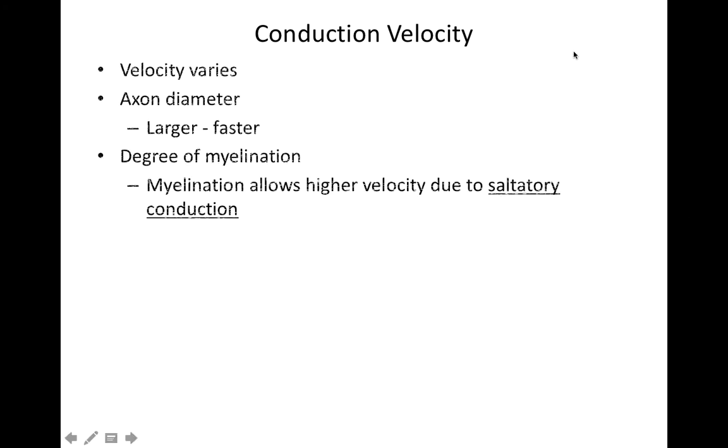So then that leads us to how quickly can we do this? How fast can we go? And that's going to depend on the axon. The larger the axon is, the faster the conduction, and also the degree of myelination. If we have a myelinated axon, it's going to allow it to go very fast due to something called saltatory conduction that we're going to take a look at.